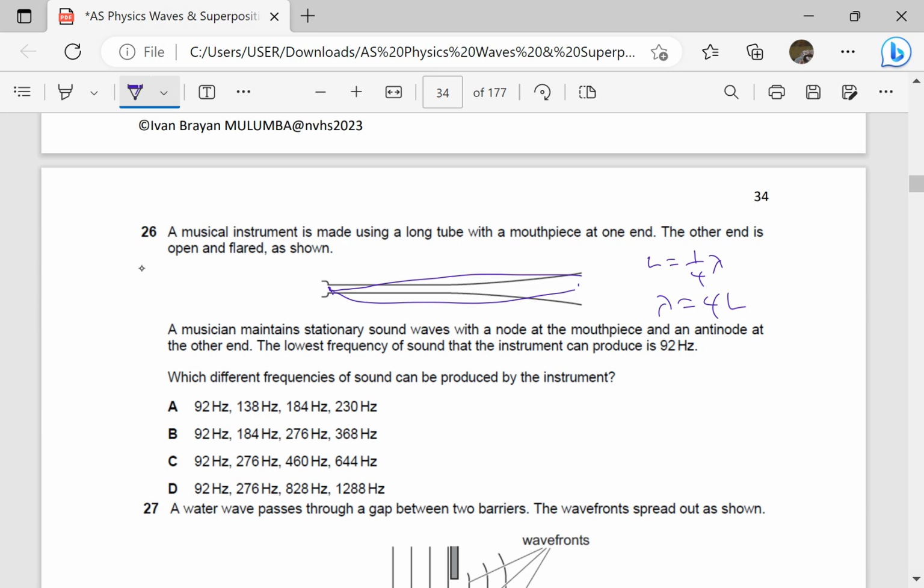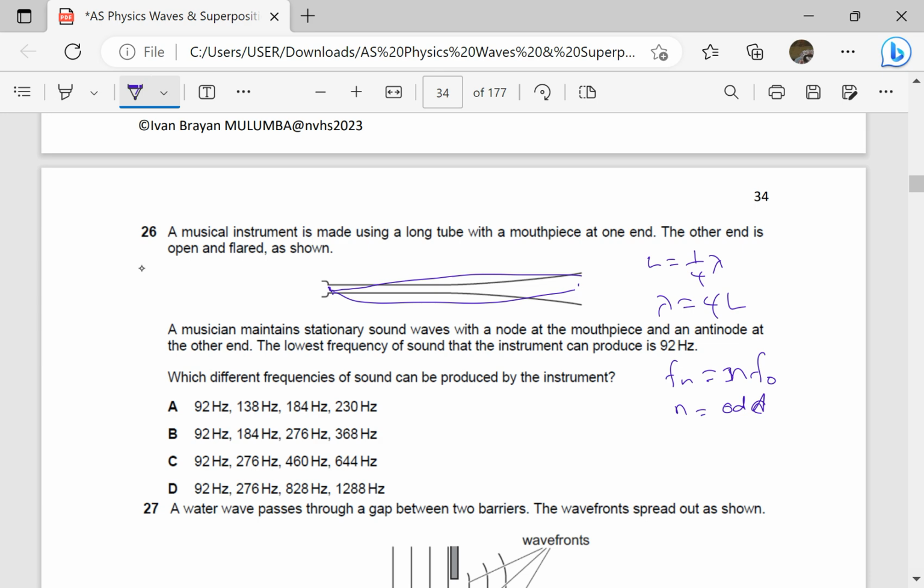Which different frequencies of sound can be produced by the instrument? If we maintain a node at the mouthpiece and an antinode at the other end, this means we're only going to have odd harmonics. Fn is going to be n times f naught, where n is an odd number. It is behaving like a closed pipe.